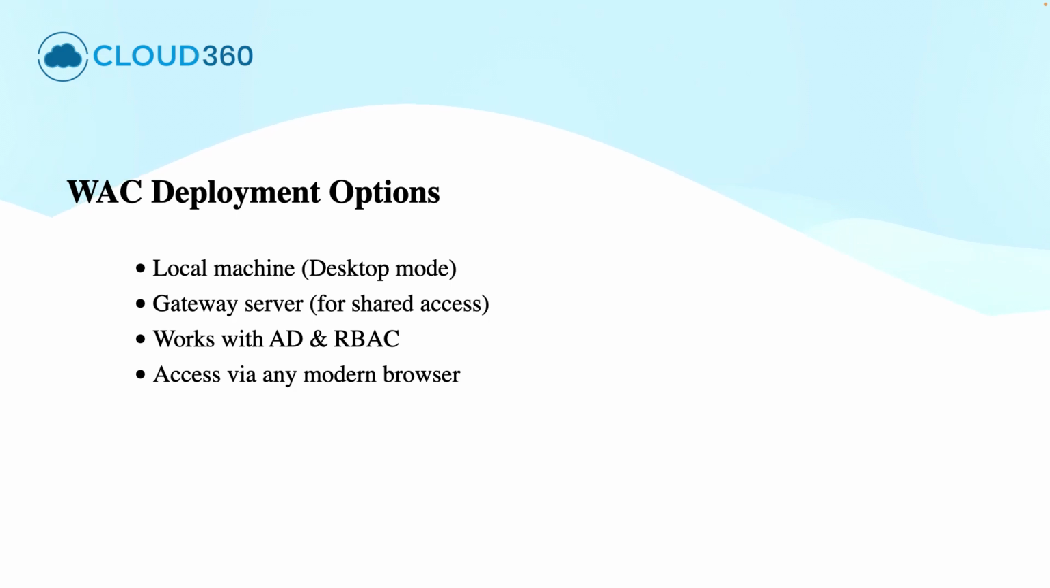Talking about the deployment options for the Windows Admin Center, you can install it in different modes, be it the local machine mode, where you install it on your desktop machines, be it Windows 10 or 11. You can install it in a gateway server mode, where you can use it to access your environment outside your corporate firewall, which means over the internet you can publish and access your infrastructure with the help of this web-based solution. It works with Active Directory and it offers role-based access control to delegate the required permissions to your teams.